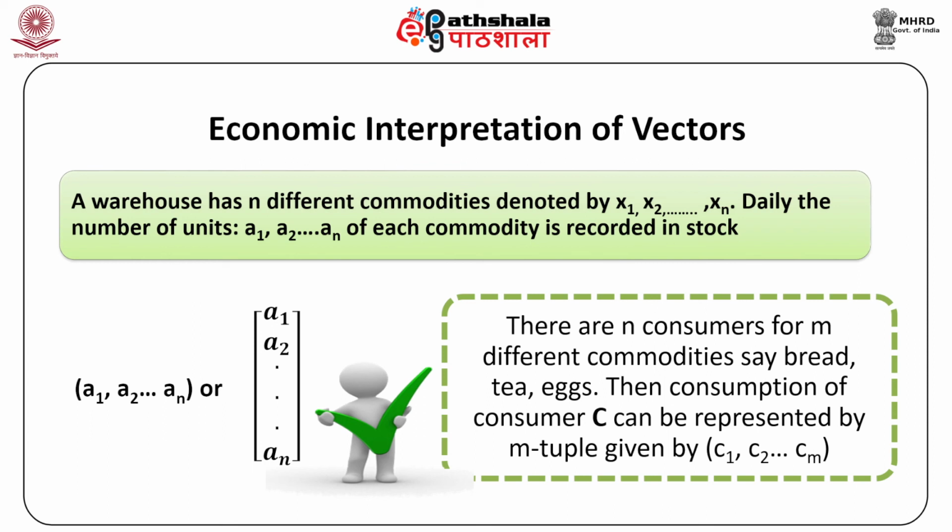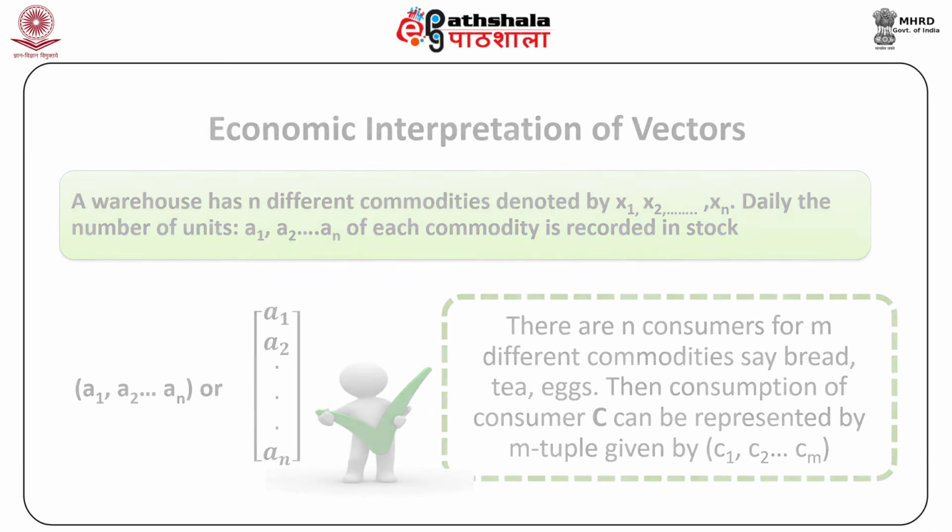Suppose there are n consumers for m different commodities, say bread, tea, eggs. Then the consumption of consumer C can be represented by the m-tuple given by (C1, C2, ..., Cm), where Ci represents the units of the ith commodity consumed by consumer C.